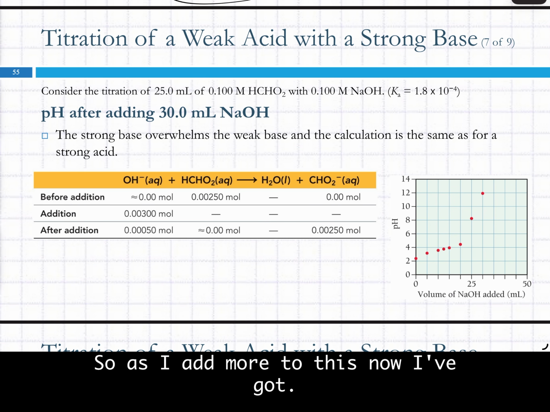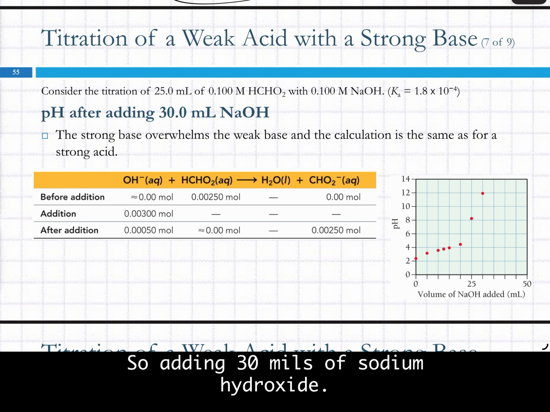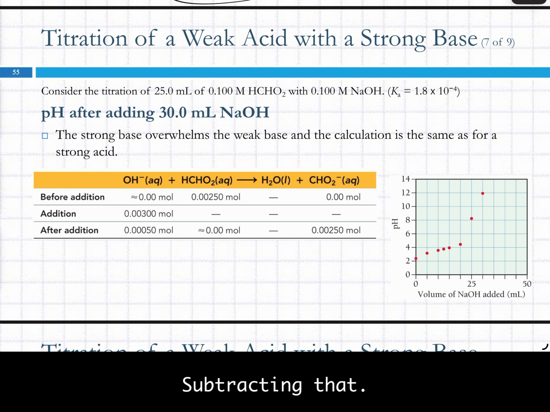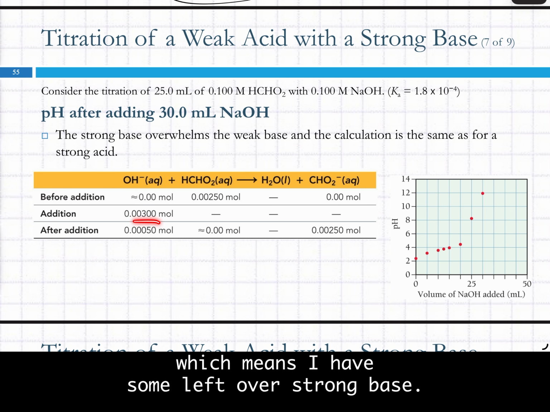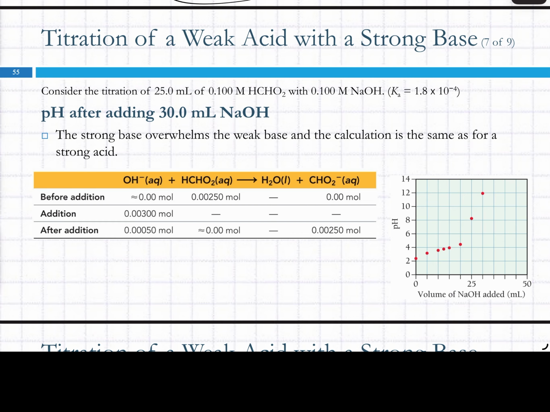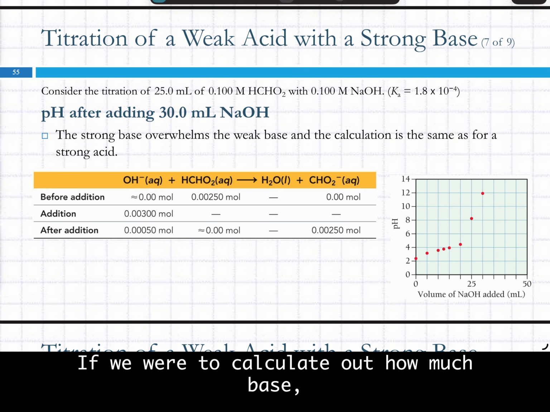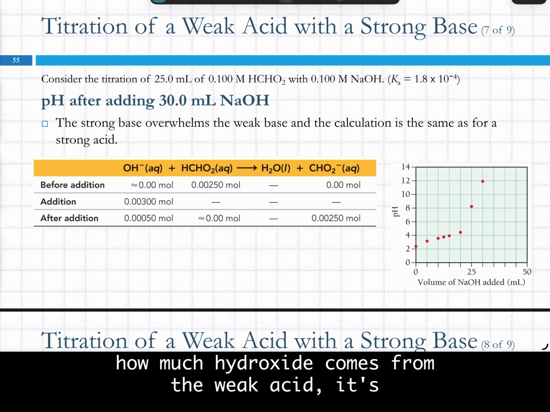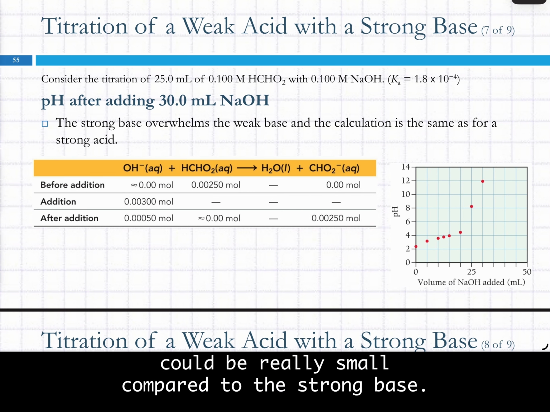So as I add more to this, now I've got 30 mL of sodium hydroxide added. So there's the 0.003 moles that we added. Subtracting that, now the weak acid is my limiting reactant, which means I have some leftover strong base. I do have all of this weak acid, but if we were to calculate how much hydroxide comes from the weak acid, it's going to be really small compared to the strong base.